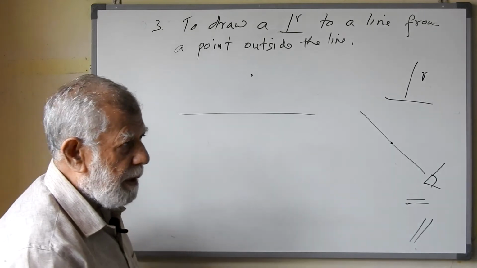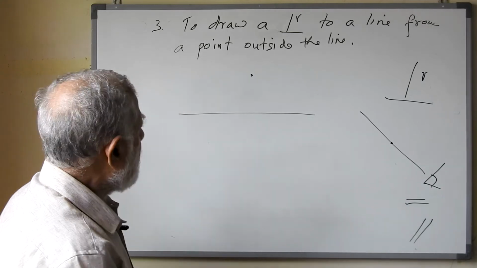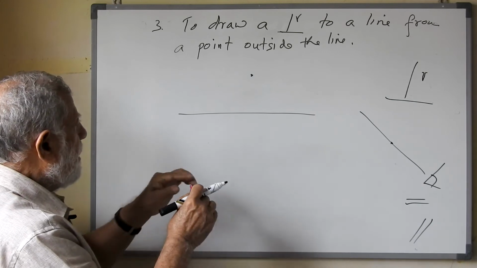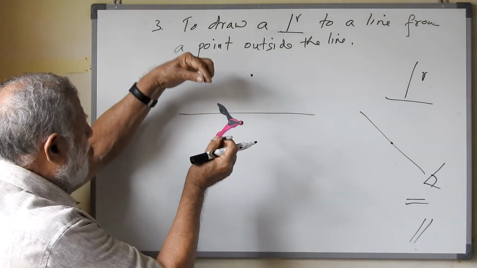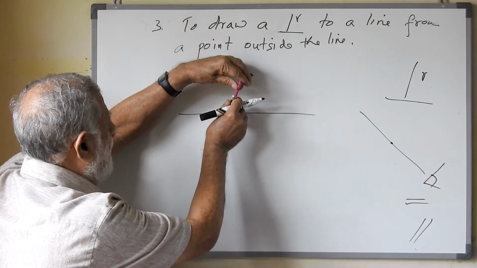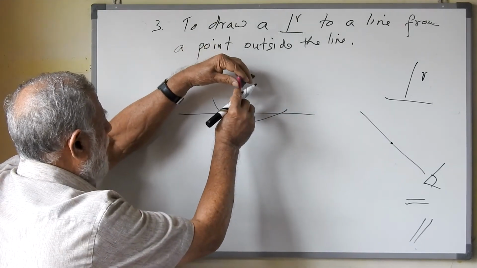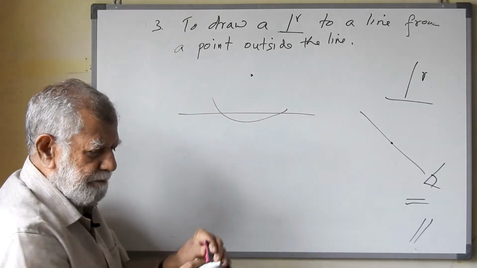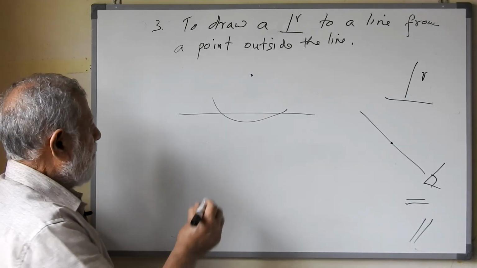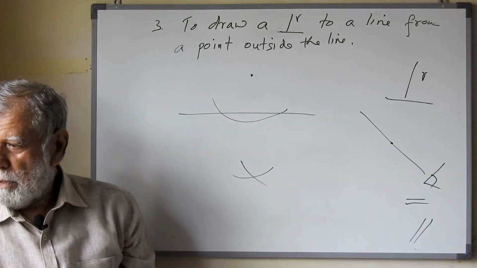So, how to draw that? What you do is we take this point here, this compass, and keep the middle point on this point, and then you draw an arc like this. From this point you draw an arc, then you will be getting like this. Now after you draw this arc, what we do is from these 2 points we draw another 2 arcs like this.